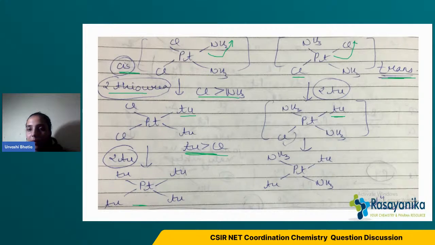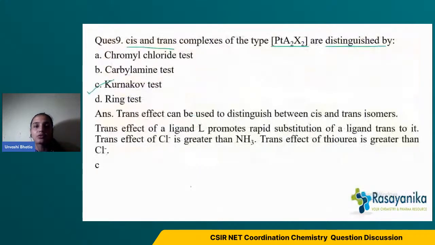Now amongst all of these, the trans effect of thiourea is the highest. It is going to remove this Cl, and what we get is this. So this is what we get on adding thiourea to the trans complex, with Pt, two NH3 ligands and two thiourea ligands, and this is what we get starting from the cis. Okay, so these are different and they can be distinguished on the basis of Kurnakov's test.